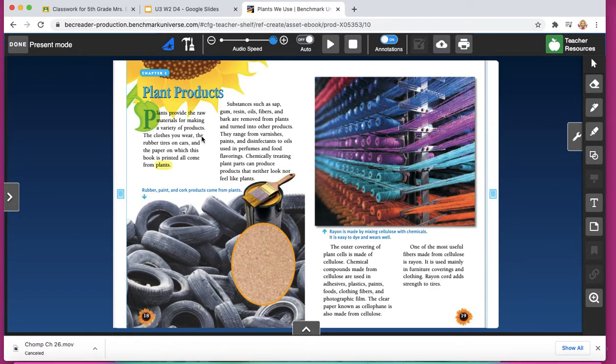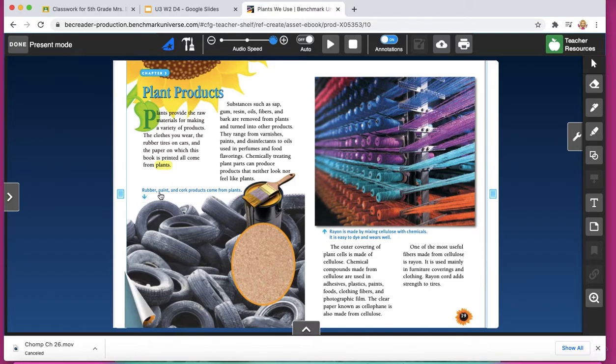of products. The clothes you wear, the rubber tires on cars, and the paper on which this book is printed all come from plants. Substances such as sap, gum, resin, oils, fibers, and bark are removed from plants and turned into other products. Right there, I feel like that's some of the evidence, is that we have to take parts of the plant off of the plant and then turn it into something else. They range from varnishes, paints, and disinfectants to oils used in perfumes and food flavorings. Chemically treating plant parts can produce products that neither look nor feel like plants.